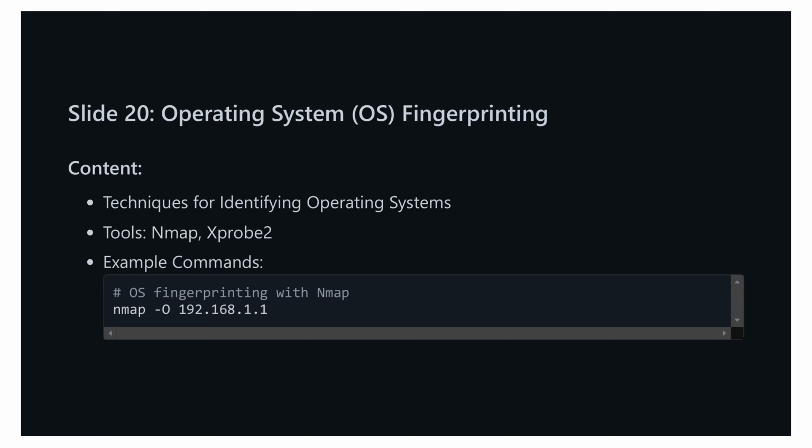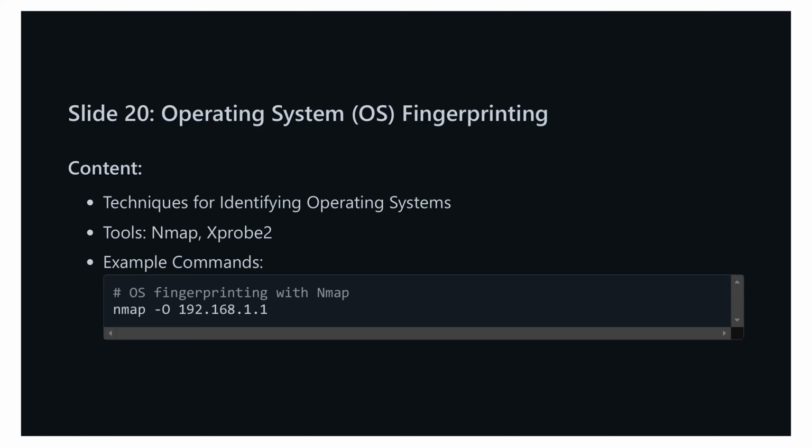In penetration testing, accurately identifying the target operating system is crucial because it helps in tailoring the attack vectors and choosing the appropriate exploits. On this slide, we'll cover some of the primary methods and tools used for OS fingerprinting. 1. Techniques for identifying operating systems. Passive OS fingerprinting involves analyzing traffic sent by the target without direct interaction, minimizing the risk of detection. Active OS fingerprinting requires direct interaction with the target by sending specifically crafted packets and analyzing the responses.